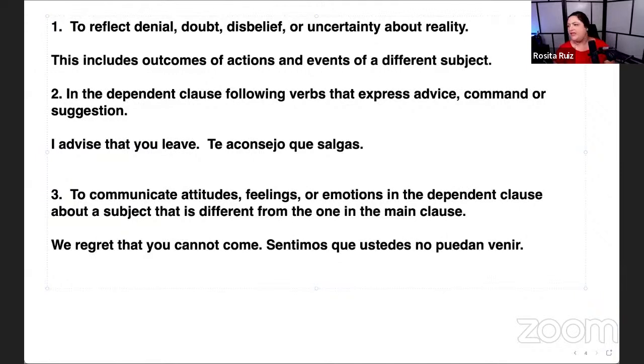So sentimos que, from sentir que, means to regret. Whenever we have que following the verb sentir, we are doing the regretting, that's the fact. Then we have the conjunction que, and then we're talking about the other subject. Ustedes no puedan venir. Okay.